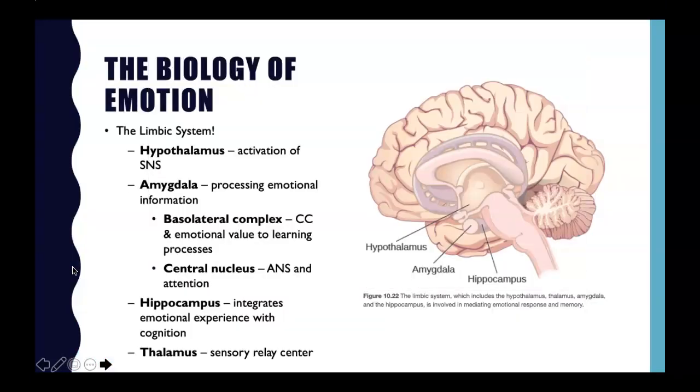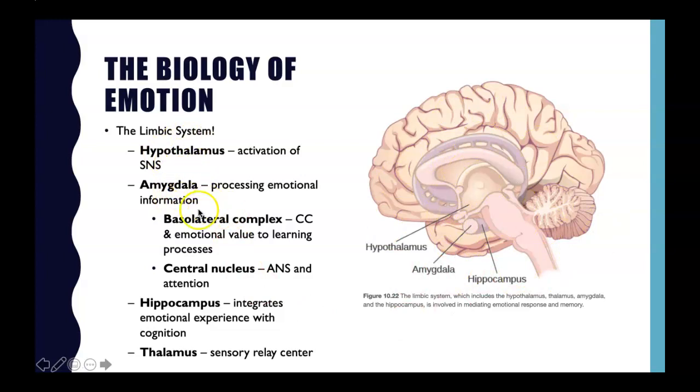Alright. There we go. Now with the biology of emotion, I bet you thought you were done with the brain, but you're not. We're going to look at the limbic system. The limbic system is very important for the development of our emotions, or the production of the emotion.